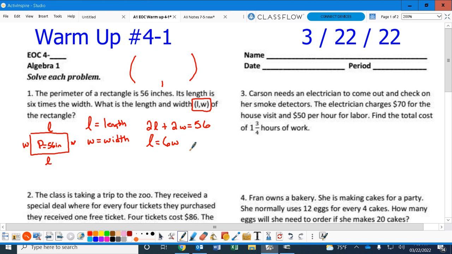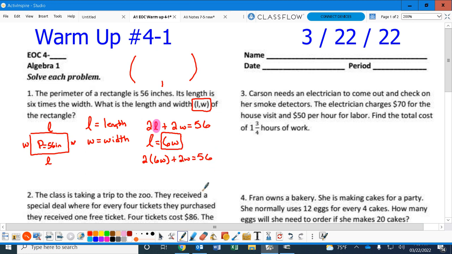Now, you can solve systems of equations 2 ways. You can solve it by substitution or by elimination. This one is already set up to solve by substitution because it says L equals. So we put a box around that. We are going to plug it into the L in this problem. So we're going to replace the L with the 6W. 2 times 6W plus 2W equals 56.